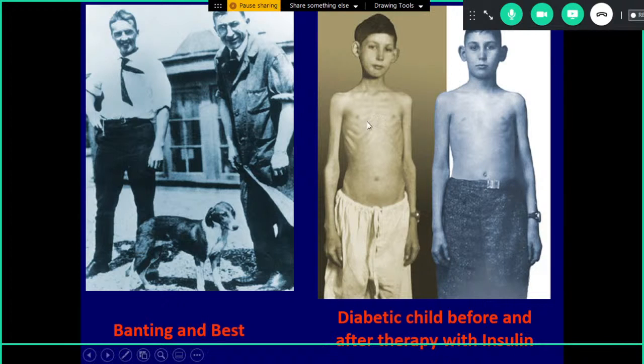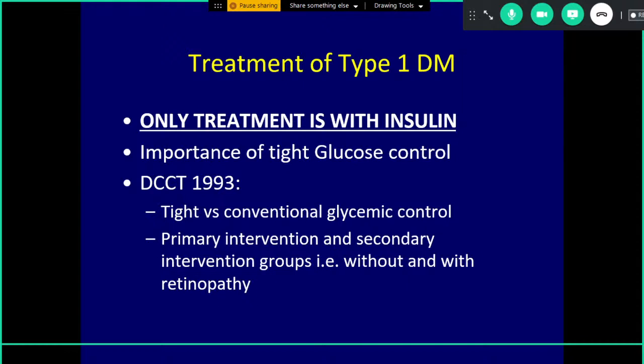So this is Banting and Best, who really were responsible for isolating and using insulin for the first time, and got a Nobel Prize for that. And this is the first patient, his name was Teddy, I forget his surname, who, as you can see, before insulin therapy and then after insulin therapy, became clearly better looking, and he went on to live for 70 years, which is quite a lifespan for type 1 diabetes in those days. So the only treatment is insulin. And I think that's the first message from a practical clinical point of view.